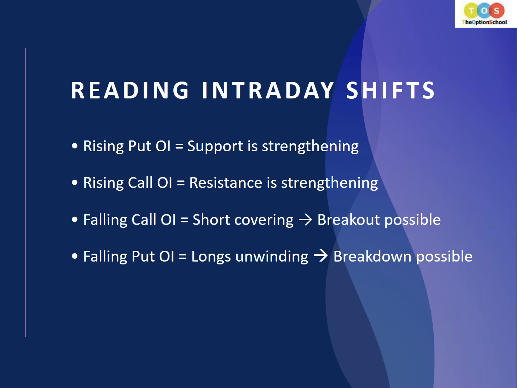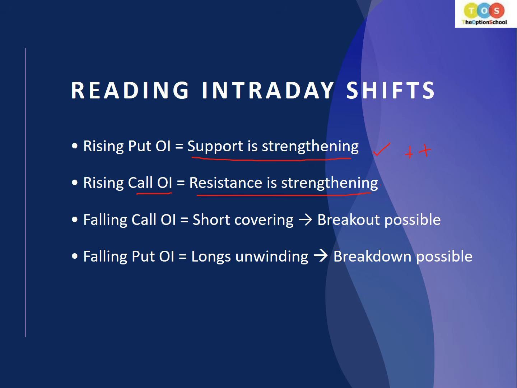Now, how do we actually read this? How do we map the intraday shifts? Wherever there is an increase in the put OI, whenever the open interest is increasing on the put side and the change in open interest is faster on the put side, that simply means the support is strengthening. Same when it happens on the call side, that might mean that the resistance is now increasing.